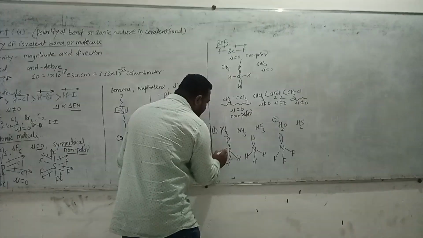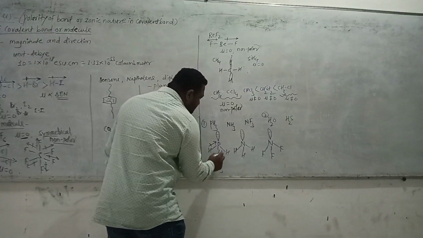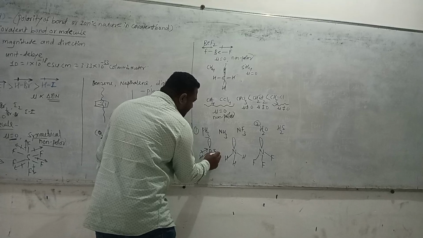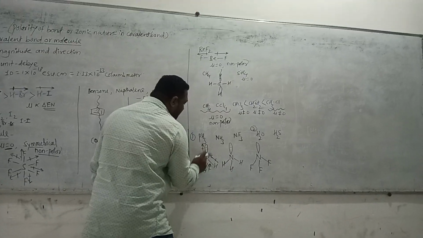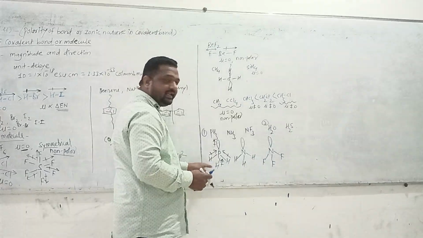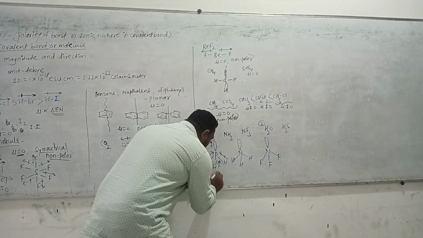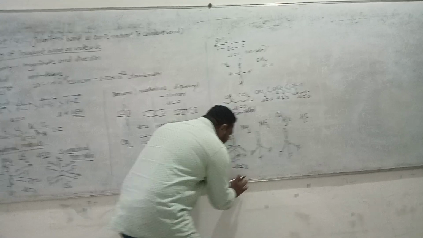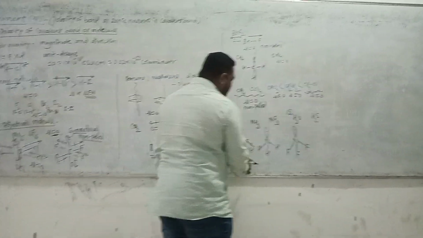Phosphorus is more electronegative, so the bond dipole points in this direction. These are the orbital dipole, these are the bond dipole. Orbital dipole की direction, bond dipole की direction same है. Dipole moment is not equal to 0. Molecules are polar.